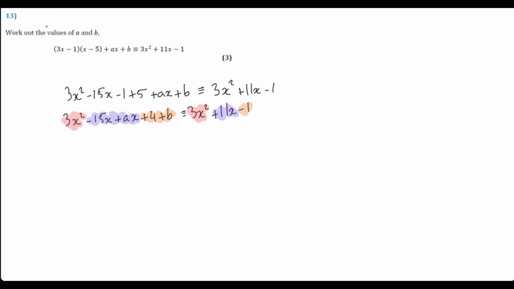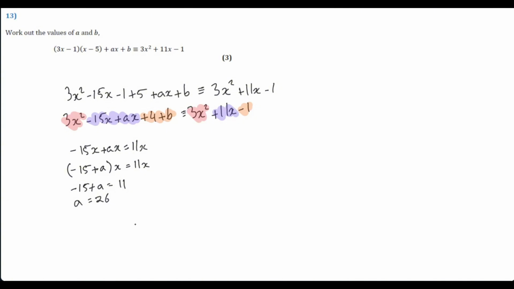What I'm going to do next is sort out the x terms. So minus 15x plus ax is equal to 11x. If I just factorize out the x, so that'd be minus 15 plus a, brackets, x equals 11x. You can see here that minus 15 plus a has to be equal to 11. A must then therefore equal 26, because I just moved the minus 15 by adding.